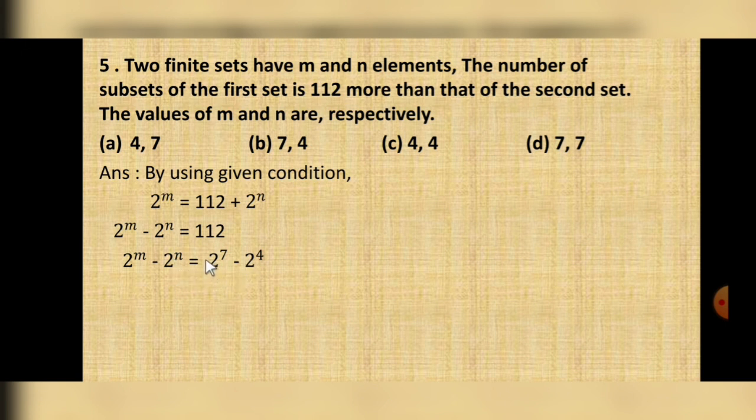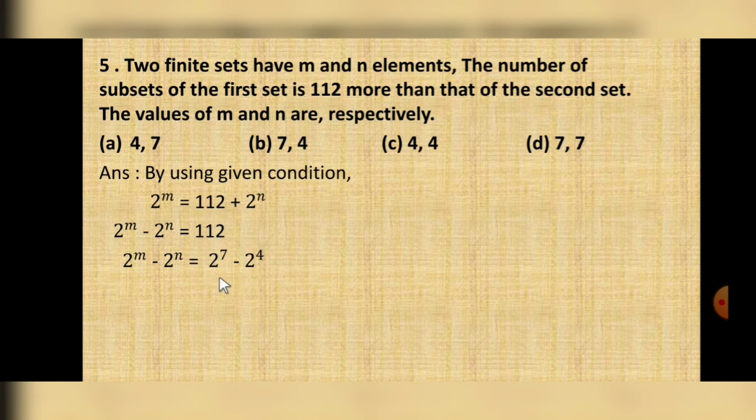First write down the base term. Write the same base, 2 and 2. Now take the powers, which depend on the given values. 2 raised to 7 is 128, minus 2 raised to 4, which is 16. 128 minus 16 is 112, so write it in this form.